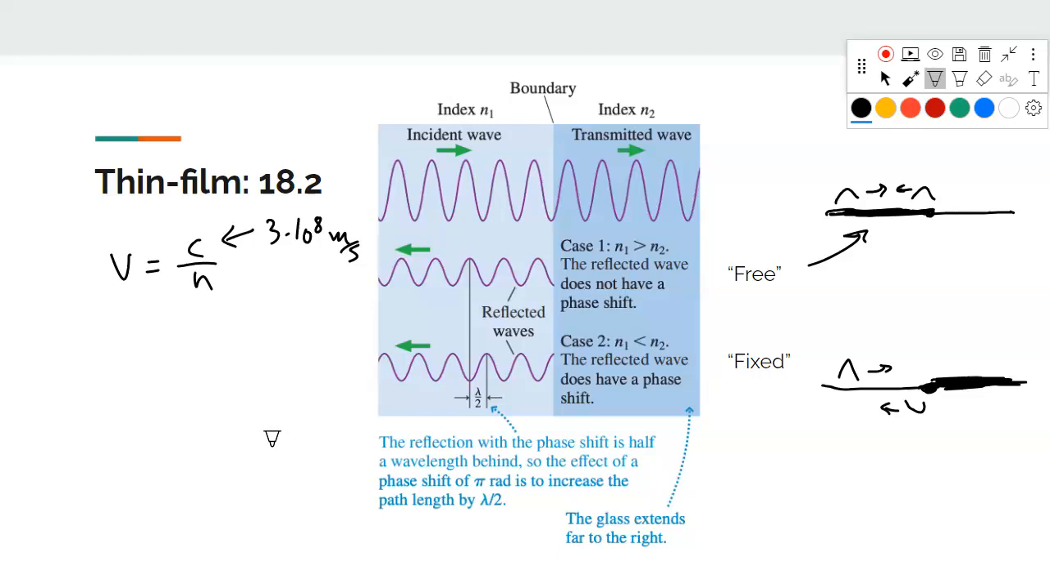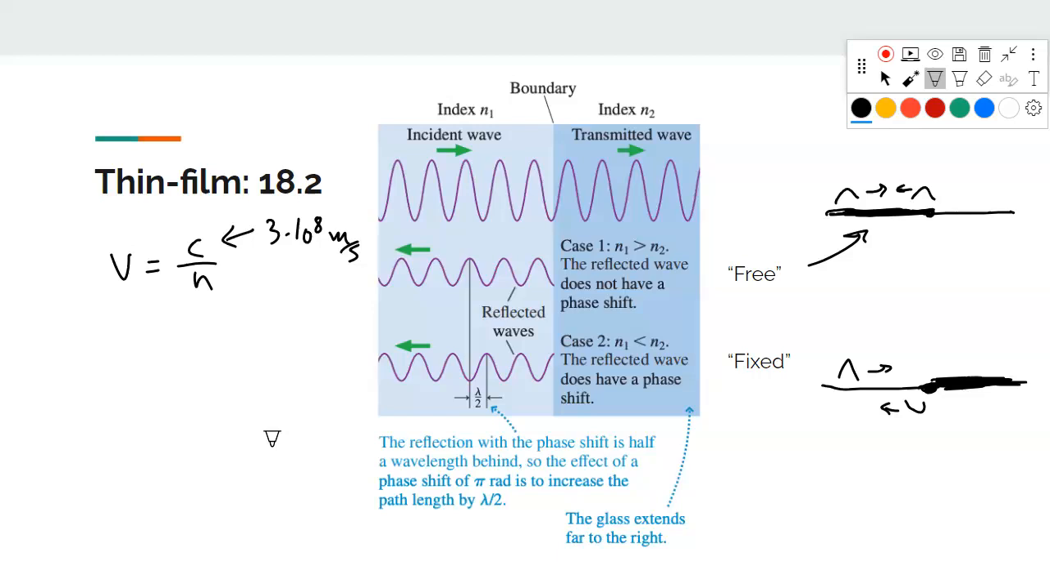But for something like water, the index of refraction is like 1.33-ish. So for water, the speed of light traveling through it would be a little bit slower, right? Like 20% slower, 30% slower.